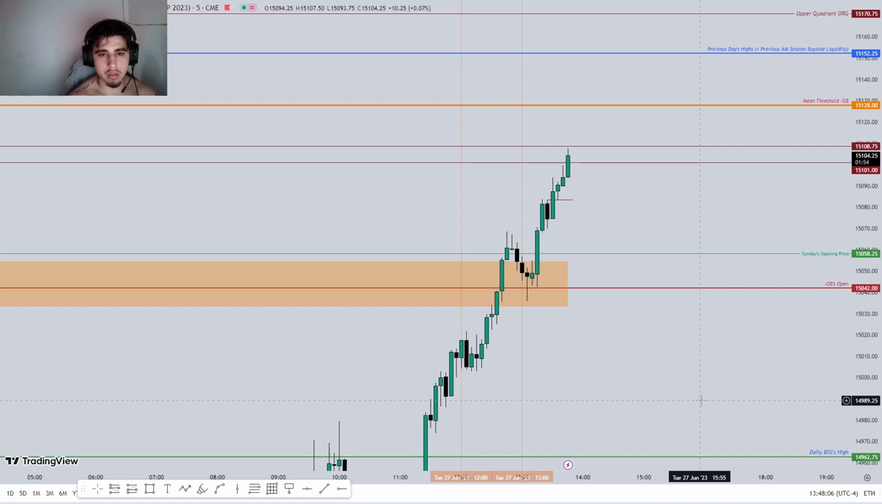We can also have this big green candle going straight to our main threshold on a daily chart, that orange line, and also the previous day's highs. So we can even have a big run here without coming back into that level.